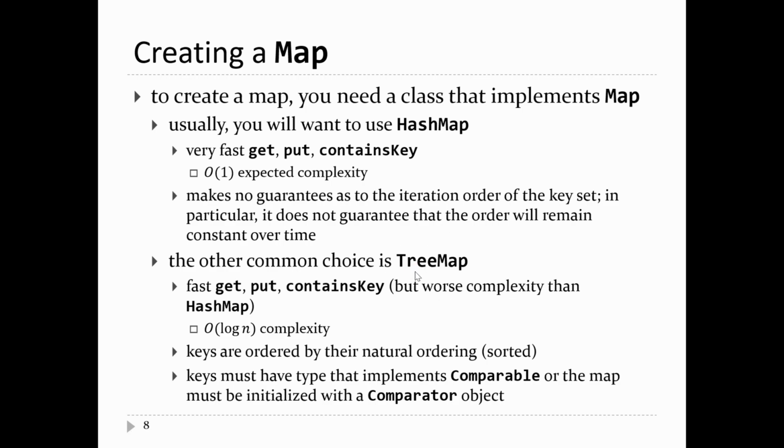TreeMap is normally your second choice. A TreeMap is a map that keeps the keys in sorted order, just like a TreeSet keeps its elements in sorted order. And not surprisingly, just like a TreeSet, its main operations have O(log n) complexity. So fast, but not as fast as a HashMap. The advantage, of course, is that the keys are in sorted order, so you always know that the set of keys in your map will be sorted.